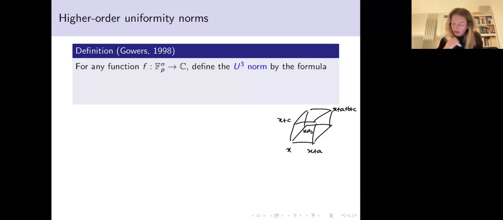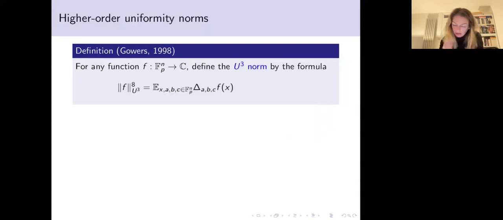If I wanted to write this down using a formula, I would do that as follows. So the 8th power of the U3 norm is the average in x, a, b, c, and again here, the delta is delta A, delta B, delta C of f of x. And it's not hard to see that, in fact, you could have written this sort of inductively as the average over h of the 4th power of the U2 norm of the discrete derivative of f at h.